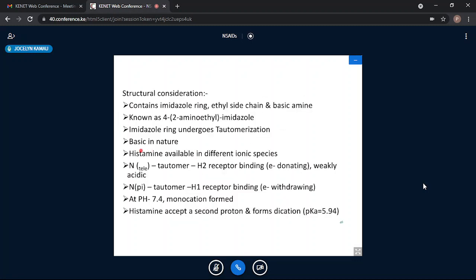It can undergo tautomerism. It is basic in nature because of the aliphatic amino group. It is available in different ionic species. We are going to look at that. We have the N-tele tautomer. I want us to look at this a bit later.